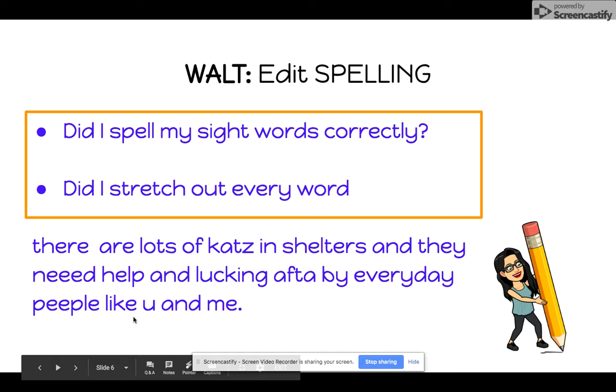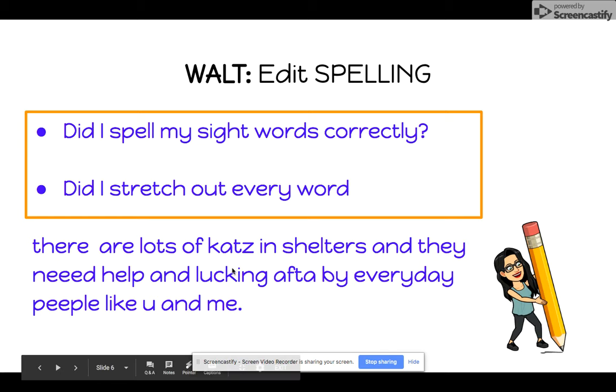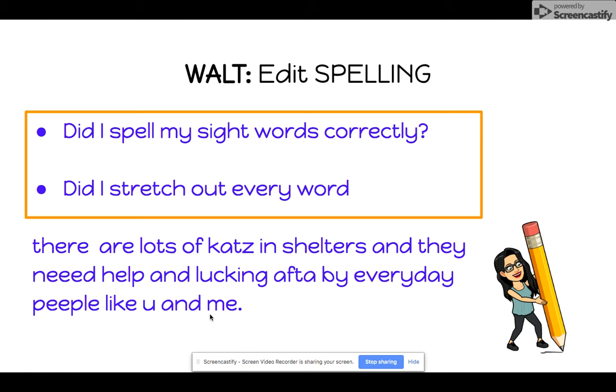My next point of focus is going to be my spelling. Did I spell my sight words correctly? Did I stretch out every word? Do they look the way they should look? Here are some examples. There are lots of cats in shelters and they need help and looking after by everyday people like you and me. Pause the video and see if you can pinpoint where my mistakes are. What do I need to edit with my spelling?